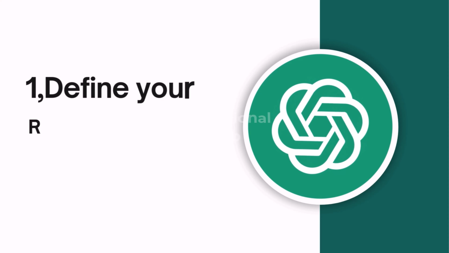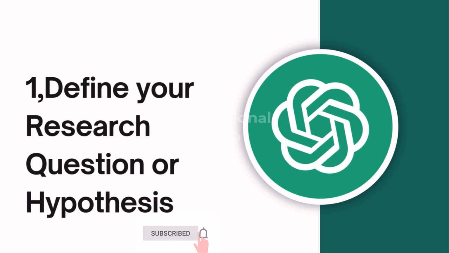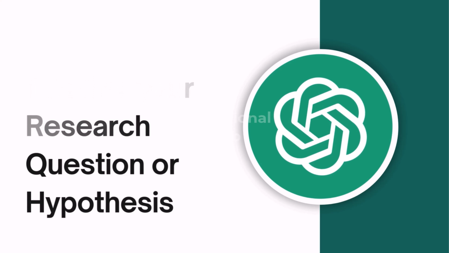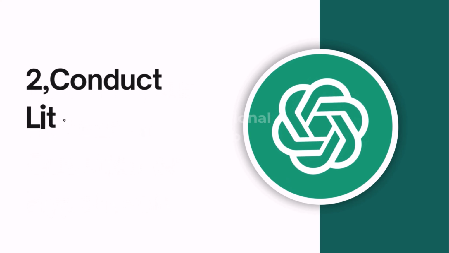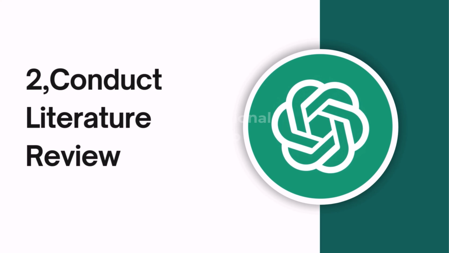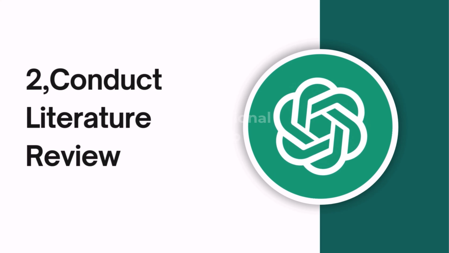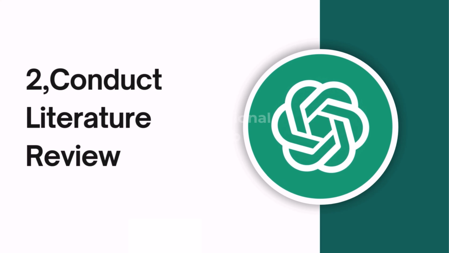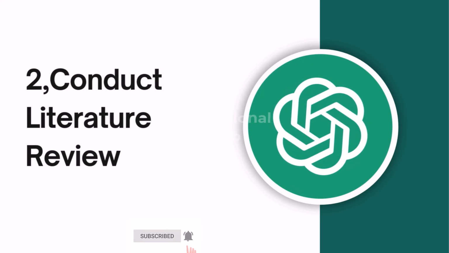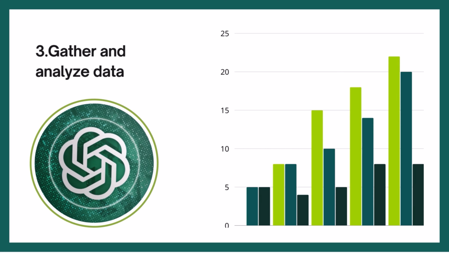1. Define your research question or hypothesis. Begin by identifying the research question or hypothesis that you want to address in your paper. 2. Conduct literature review. Use ChatGPT to search for relevant scientific literature related to your research question or hypothesis. ChatGPT can provide you with a summary of existing research on the topic, as well as any gaps in the literature.